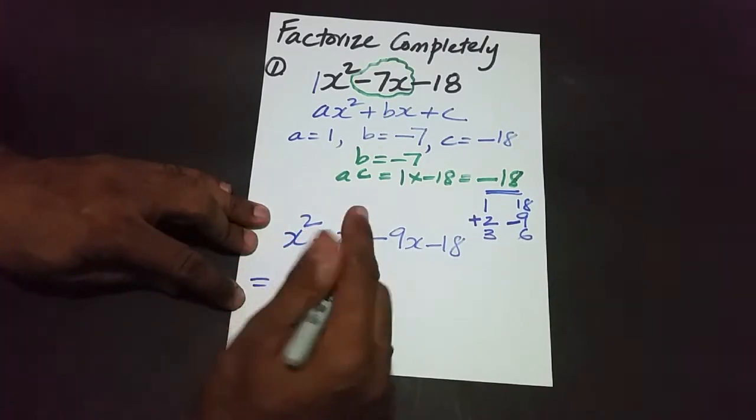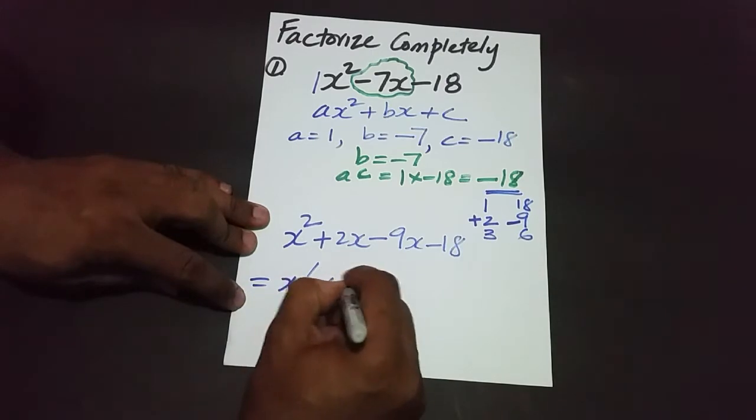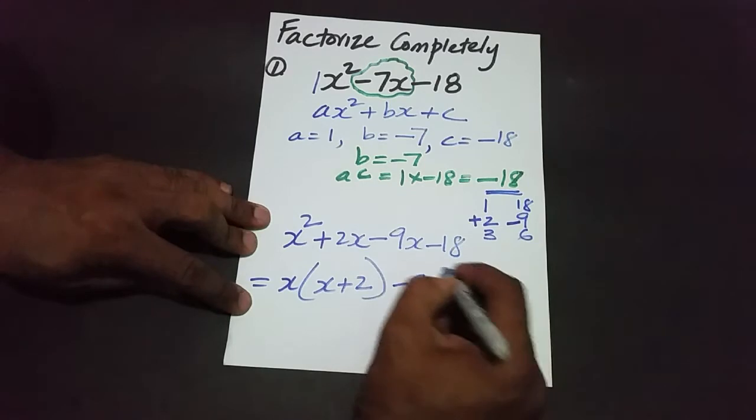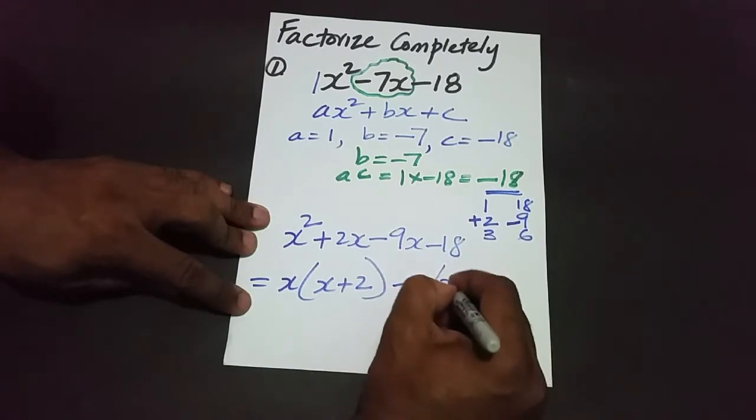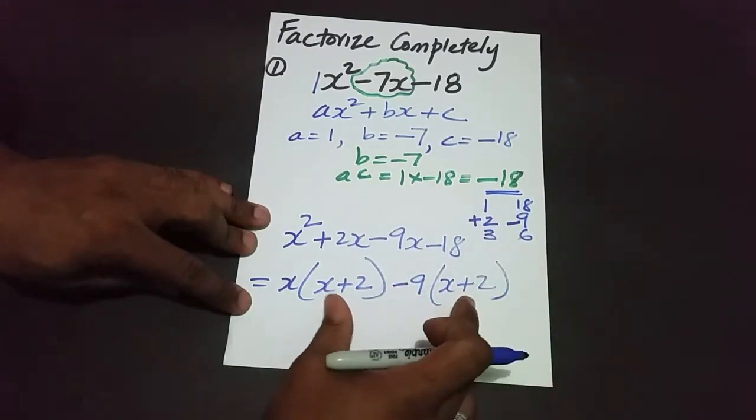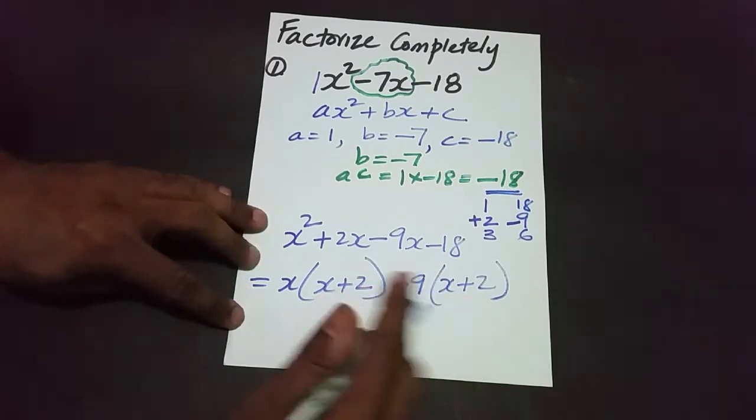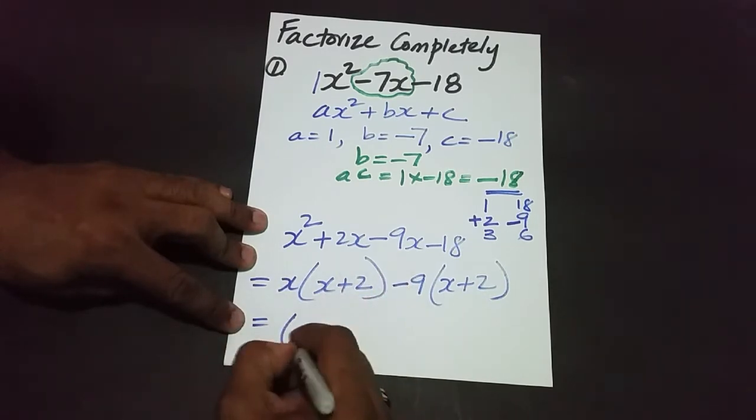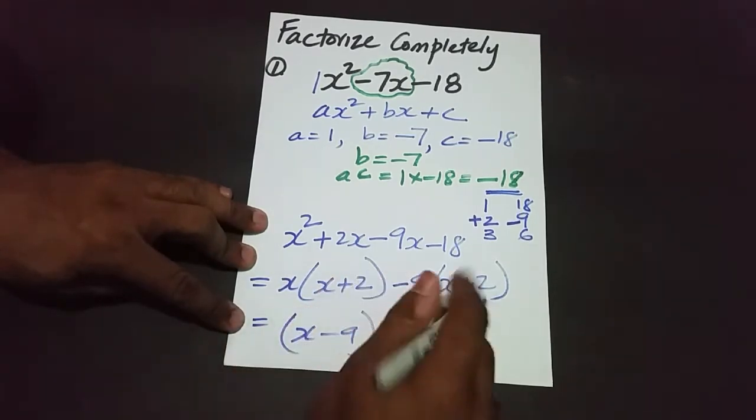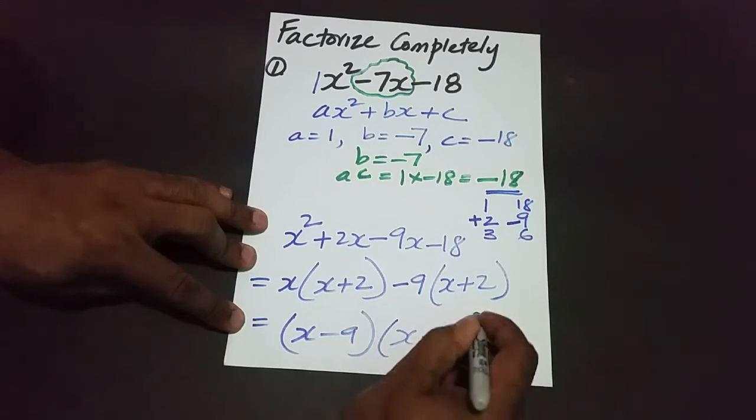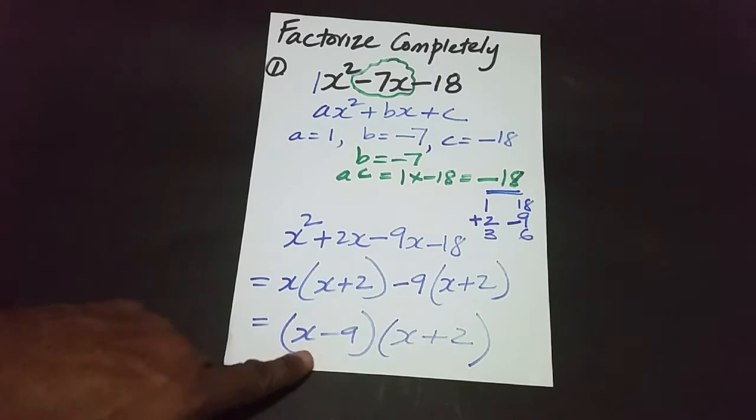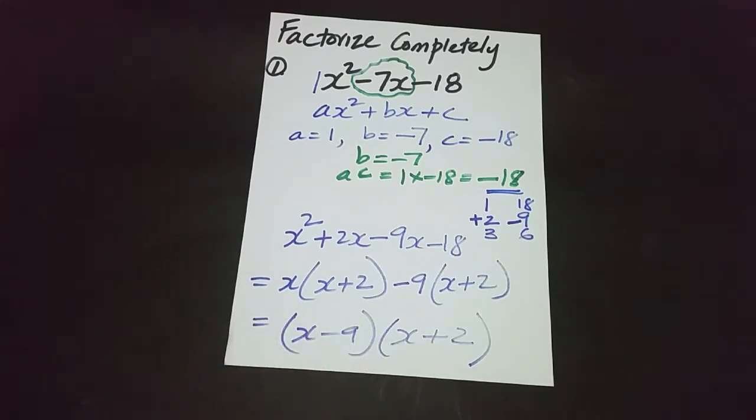So what is common in these 2 terms? That would be x, and we would have x plus 2. And what is common in these 2 terms? That would be negative 9, and what we have in the bracket would be x plus 2. We have the same thing in the bracket, that's how we know we're on the right step. And our final answer would be, in one bracket we have x minus 9, and in the other bracket we have x plus 2. So when this quadratic expression is factorized, you should end up with these 2 brackets there. Very, very simple and straightforward. Just be careful with what you're doing.